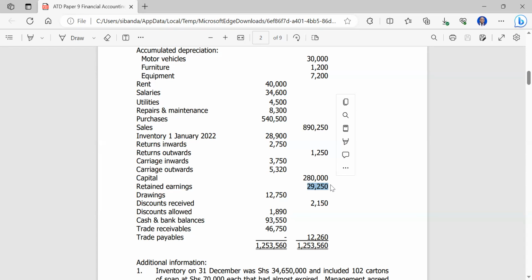So what are we going to do? These ones are treated in the balance sheet. Yes, those ones basically go to the balance sheet.